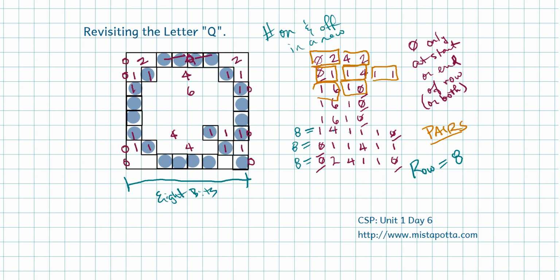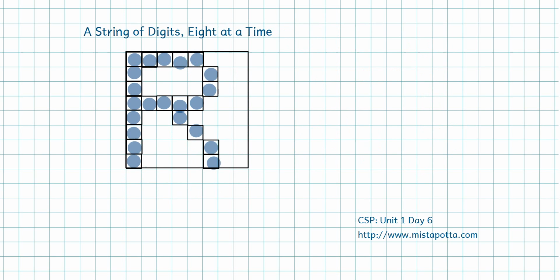So I want to do another example of this. We're going to jump over here to the letter R, which we dealt with last time. If I wanted to write this, I would look at this and say, okay, here I've got 5 on and 3 off. So I could say 5, 3. Notice that it is a pair, and this row does add up to 8. And I don't have any zeros in the middle. They're either in the front or in the back.